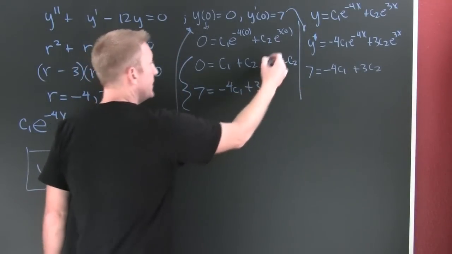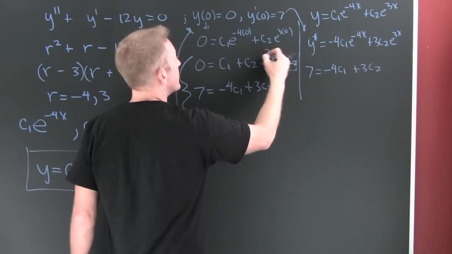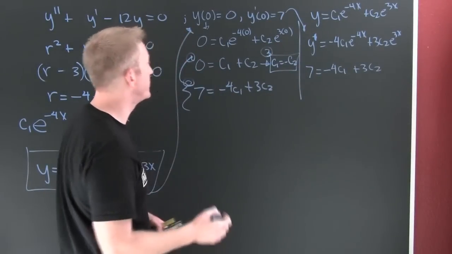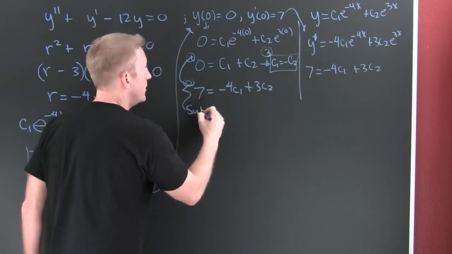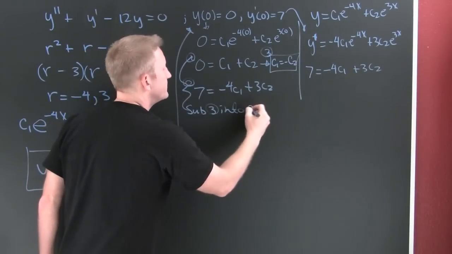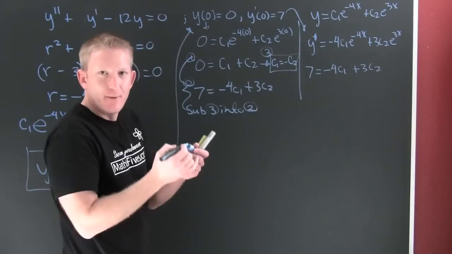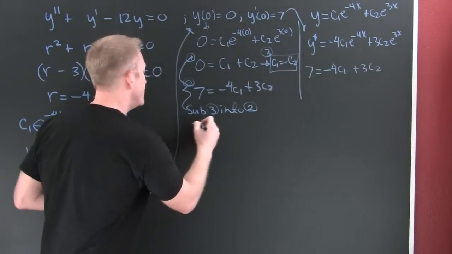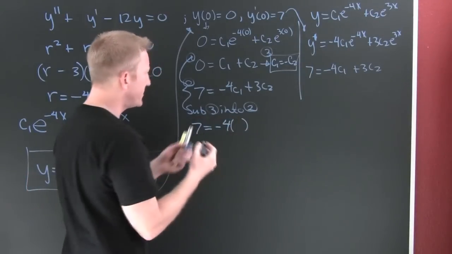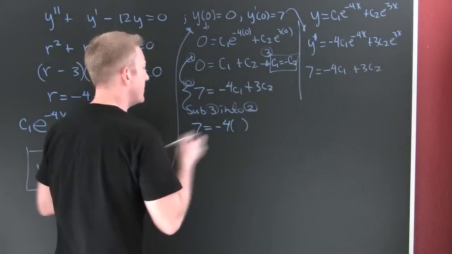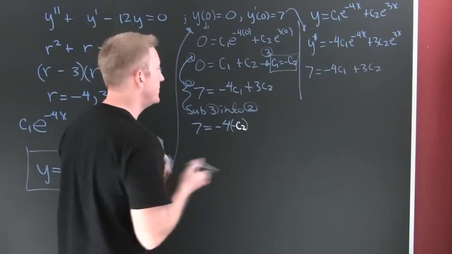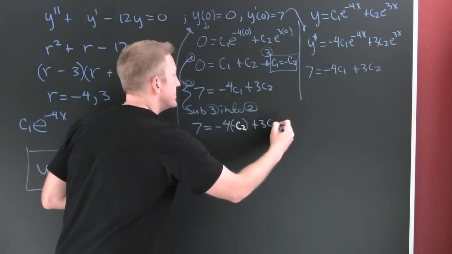I'll call that 3, this one 1, and that one 2. Using substitution, substitute 3 into 2. And you thought you were never going to use that stuff from algebra. 7 is equal to minus 4 times, what did we decide our c1 was? We decided it was going to be minus c2. Plus 3 c2.